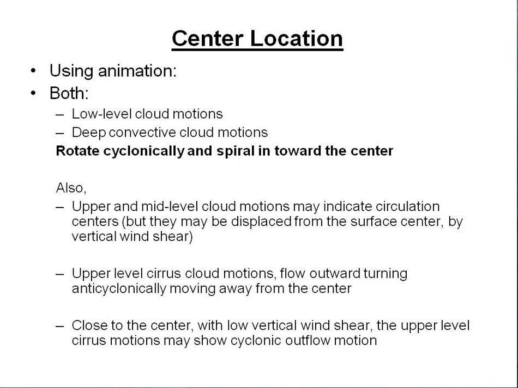So far, we've been discussing how to locate the center with a single image. One can also take advantage of using animations or movies of satellite images. These are available from continuous viewing with geostationary satellites. The following guidelines can be used. Both the low-level cloud motions and the deep convective cloud motions rotate cyclonically and spiral in toward the center. Remember, cyclonic refers to counterclockwise motion around the center in the northern hemisphere and clockwise in the southern hemisphere. Anticyclonic, of course, is the opposite motion around the center.